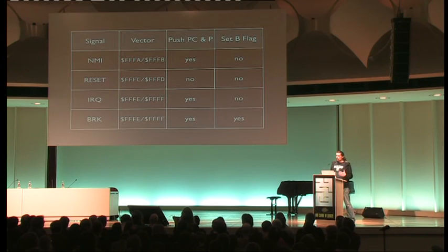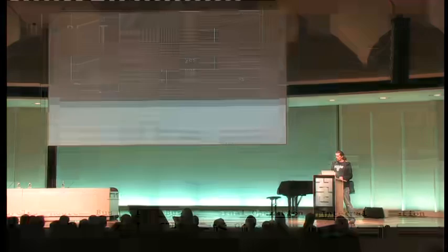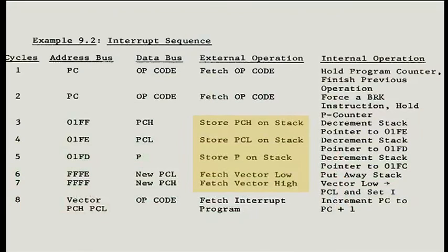So if you look at the whole table of what's going on, this no in push PC and P in the reset line here is actually also a yes, so this is all rather orthogonal. This is always the same code that is running. And so this is the code again, so there's two fetches. There's the store of the PCH, store of PCL, store of P, fetching of the vector low, fetching of the vector high, and then the fetch of the new instruction.